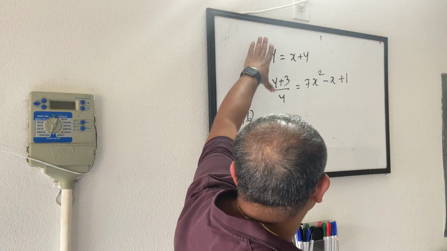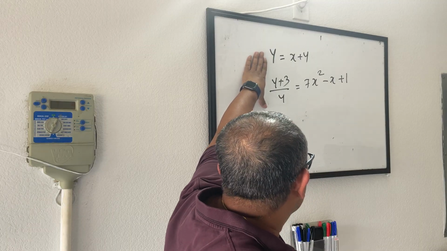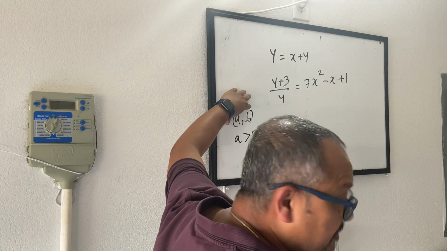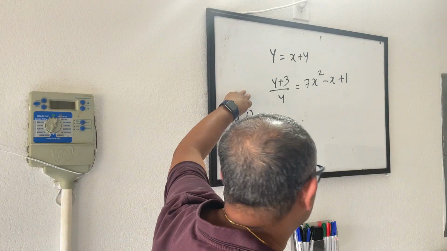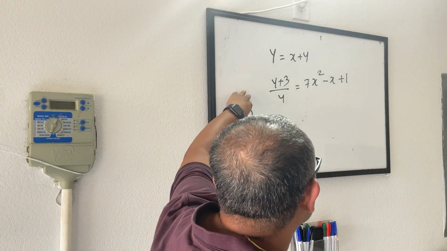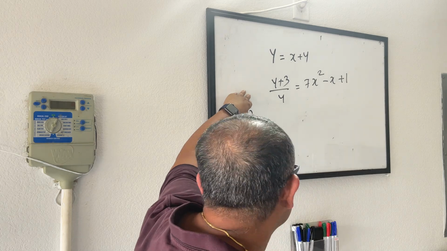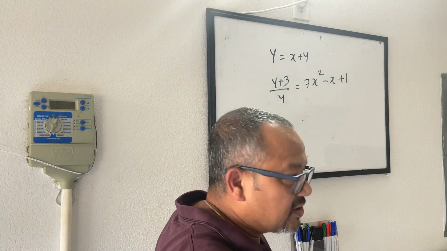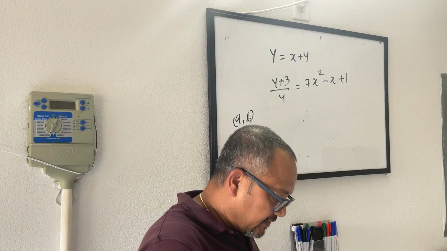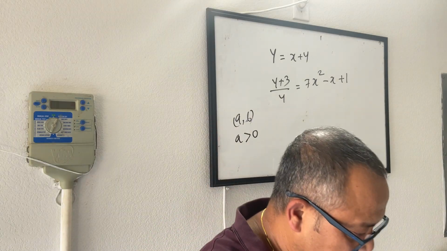So these are two equations given, and it says if a comma b, earlier we had x comma y, same thing, right? A comma b is the solution for this system, one of the solutions for the system of equations, and a is greater than 0. Then what is the value of a? You have to find out the value of a.